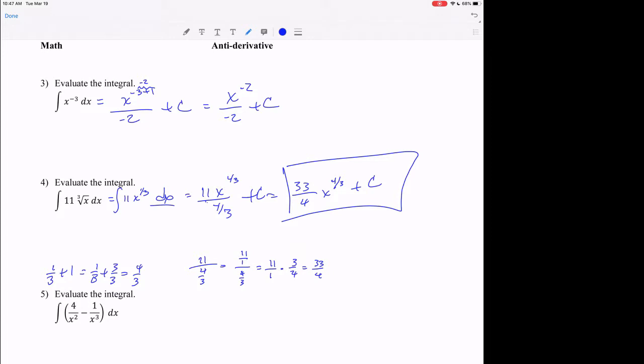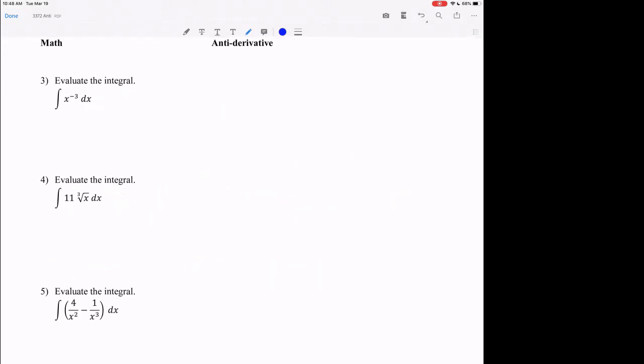And yes, you do have to simplify the fraction. Okay, so here's your final answer here. And I don't want you moving your exponents.